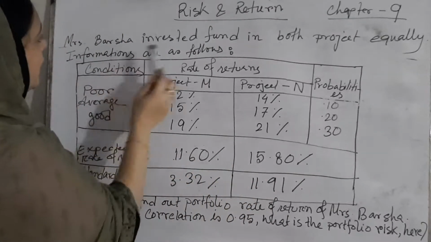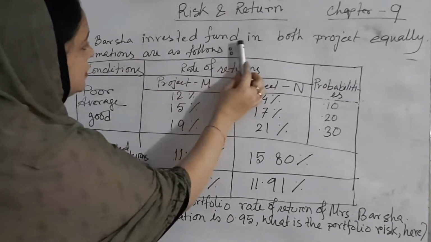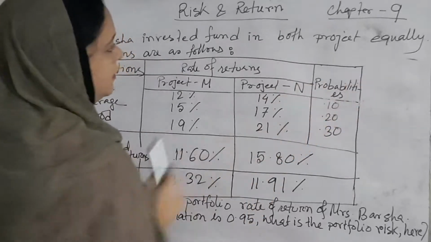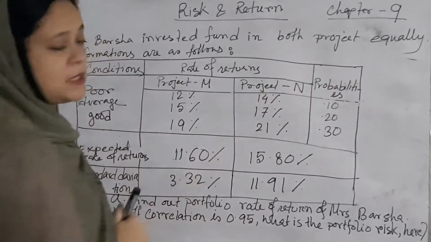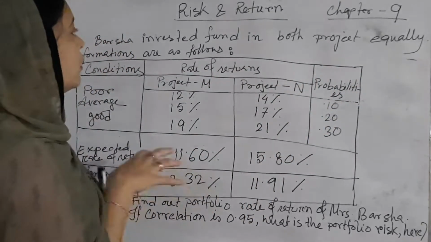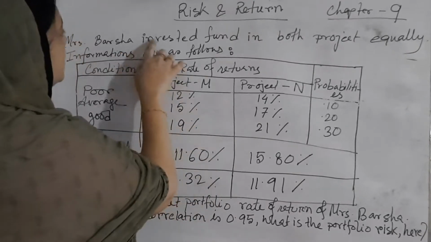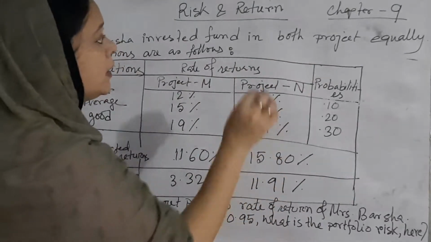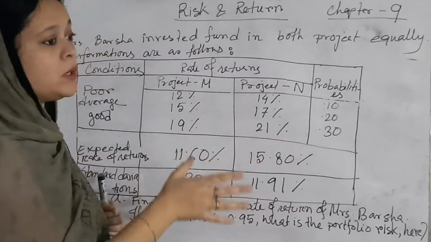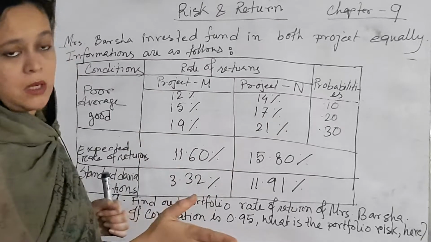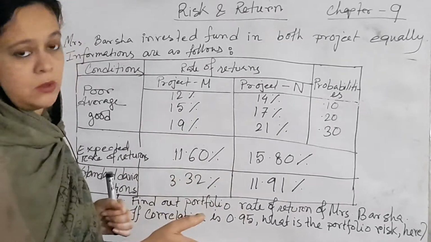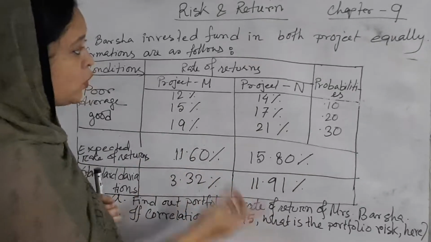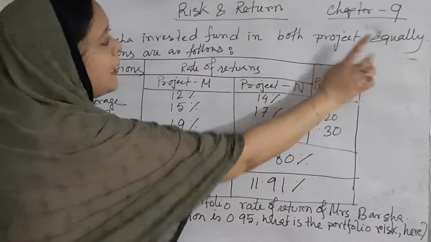Mrs. Borsha invested her fund in both projects equally. This is a very important line here. Invested fund in both projects equally means 50%, 50%, or 0.50, 0.50. This is the information because we will find out the weight of the two projects through this line.